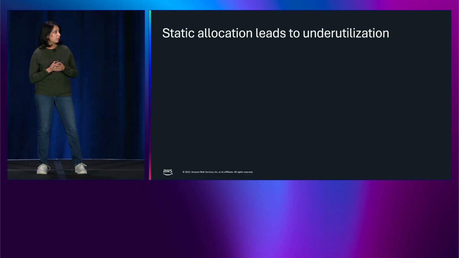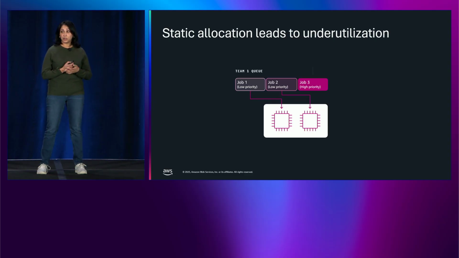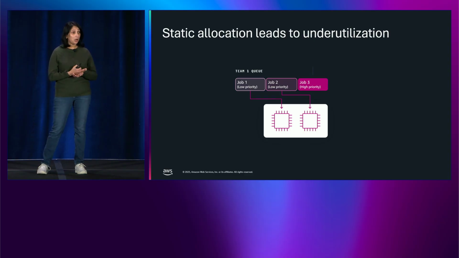What do I mean by that? So let's go through this example where you have 2 teams in an organization. So here you see the first team. They have 2 instances allocated to them, and they have multiple jobs that are queued up. The first 2 jobs are of lower priority, and they're occupying these 2 instances, and then a third higher priority job comes in. However, it's standing behind, queued up, waiting for these jobs to complete. Now, ideally, you want your higher priority job to get access to these compute resources and then pick up the lower priority jobs later.